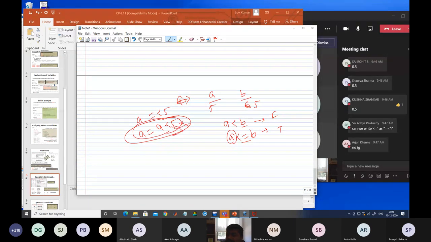So we cannot write this statement. We will only write this one. A greater than B. What is the statement we will get? False. A greater than or equal to B will check whether the value of A is greater than or equal to B. So in this case, it will return true.